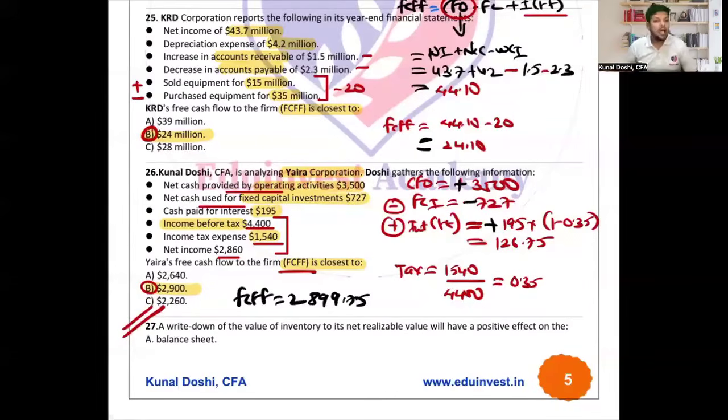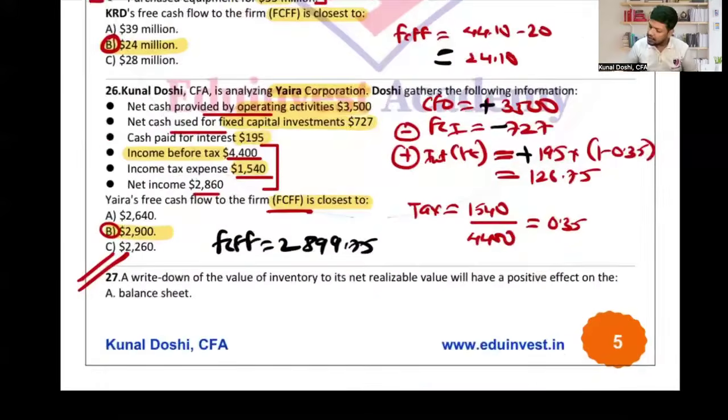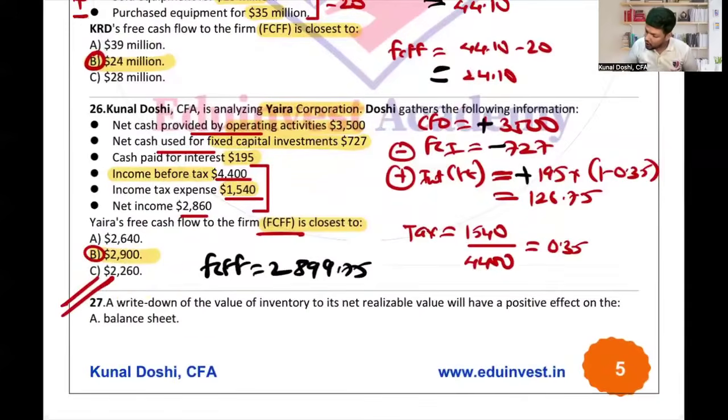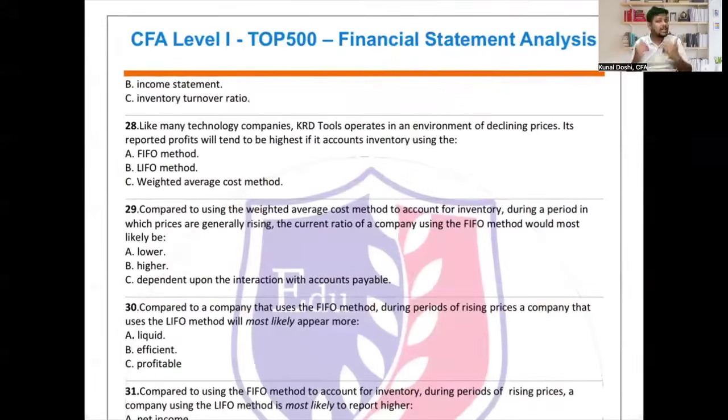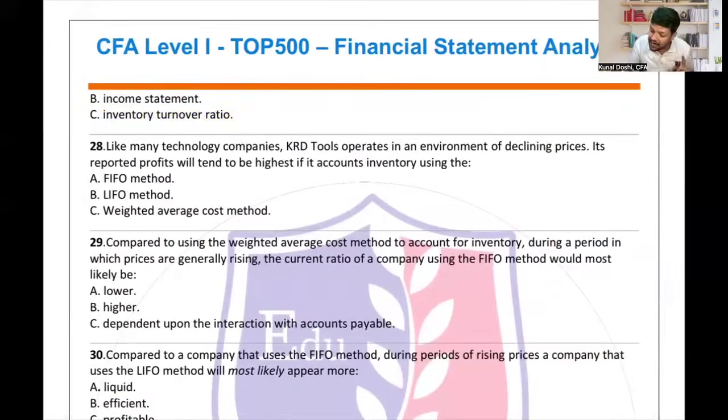Okay. Now, when it comes to inventory: LIFO, FIFO, weighted average, right? A write down of the value of inventory to its NRV, net realizable value, will have a positive effect on balance sheet? No. When you write down the inventory, the balance sheet value goes down. Income statement? No, a write down is a loss, so even the income statement goes down. But inventory turnover ratio, guys, yes.